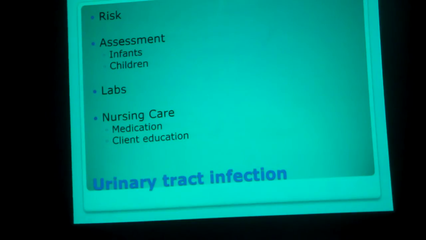So lab values that we're going to get. We're going to get a urinalysis with a C&S, culture and sensitivity. What we will find with that is it'll be positive for whatever infecting organism caused the UTI. The most frequent is E. coli. It'll be positive for protein, glucose, ketones, leukocytes, and nitrates.